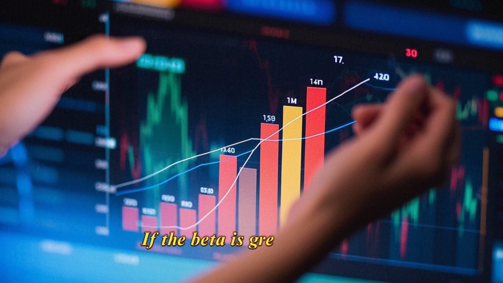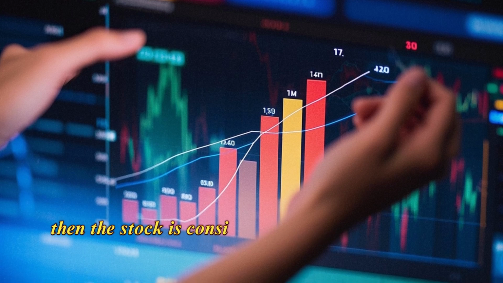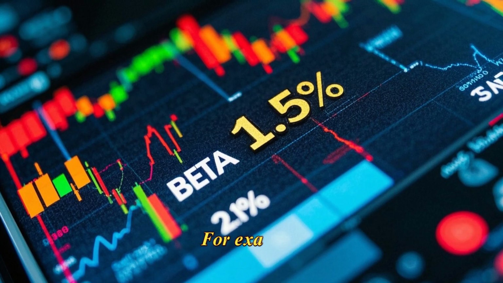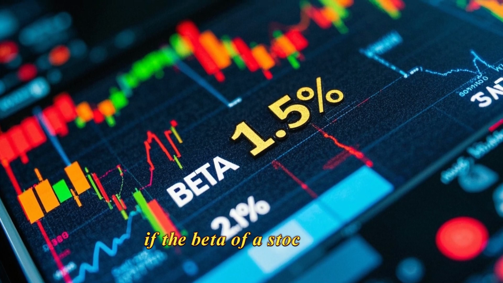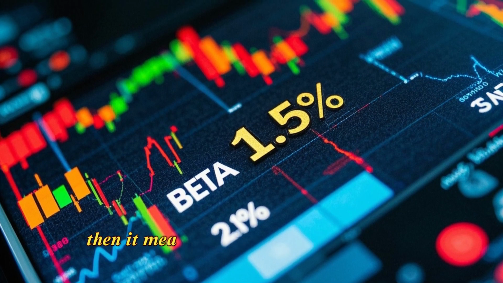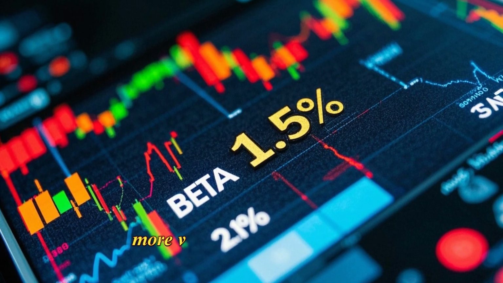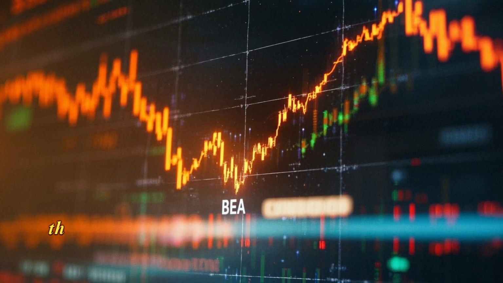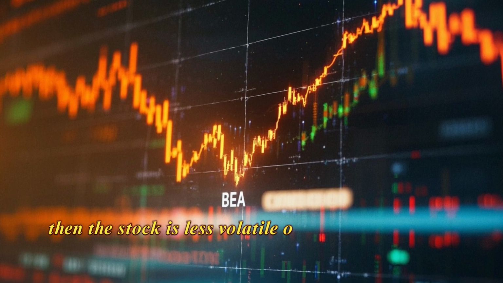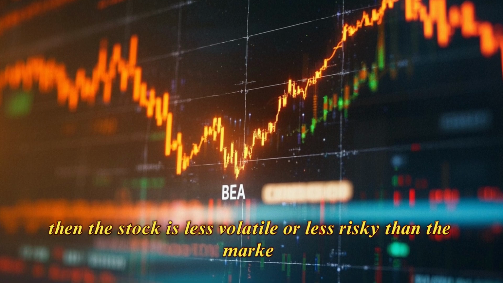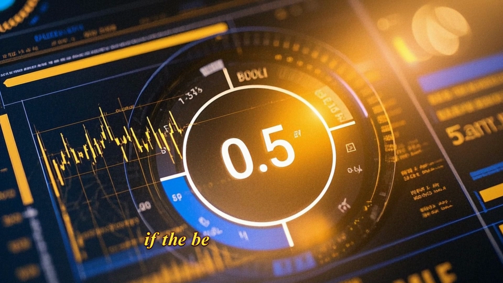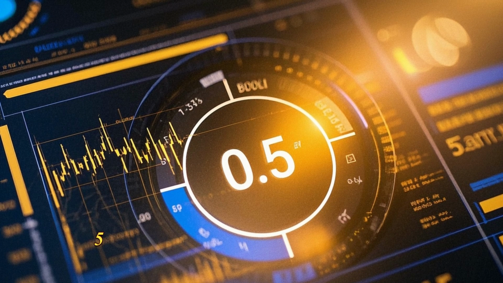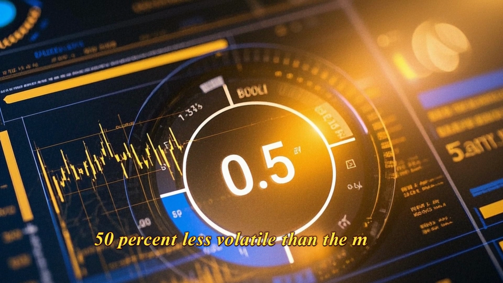If the beta is greater than 1, then the stock is considered to be more volatile or riskier than the market. For example, if the beta of a stock is 1.5, then it means that the stock is 50% more volatile than the market. If the beta is less than 1, then the stock is less volatile or less risky than the market. For example, if the beta of a stock is 0.5, then it means that the stock is 50% less volatile than the market.